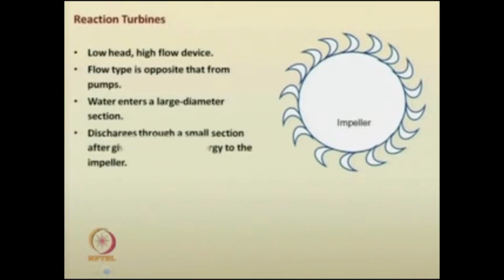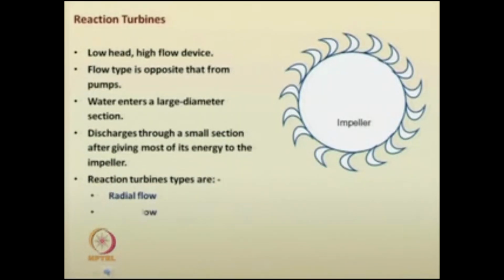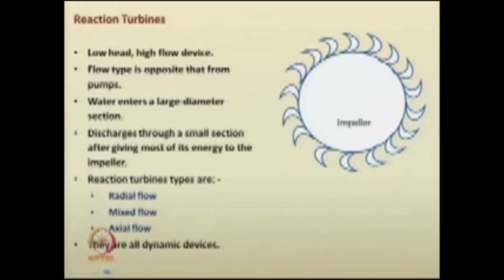Water enters through a large diameter section, then it converges to a small eye or small outlet. It discharges through a small section after giving most of its energy to the impeller. There are reaction turbines of the following forms: radial flow turbines, mixed flow turbines, and axial flow turbines are also available. So, they are all dynamic devices.